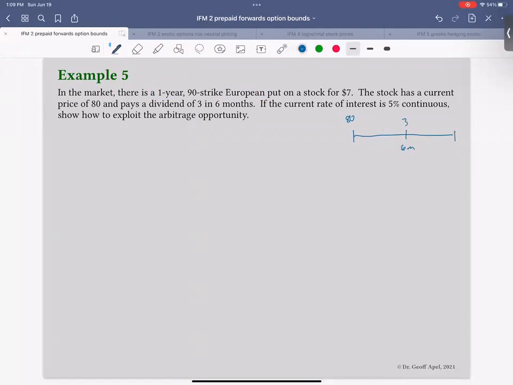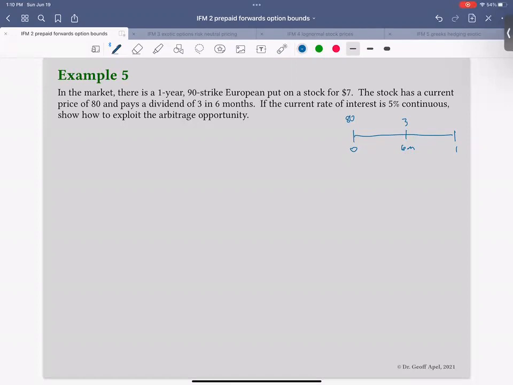And I know I'm dealing with a year here. So if the current interest rate is 5% continuous, show how to exploit the arbitrage opportunity. Okay, well, basically they only told us something about the stock and the put. They didn't say anything about a call. They didn't say anything about anything else.